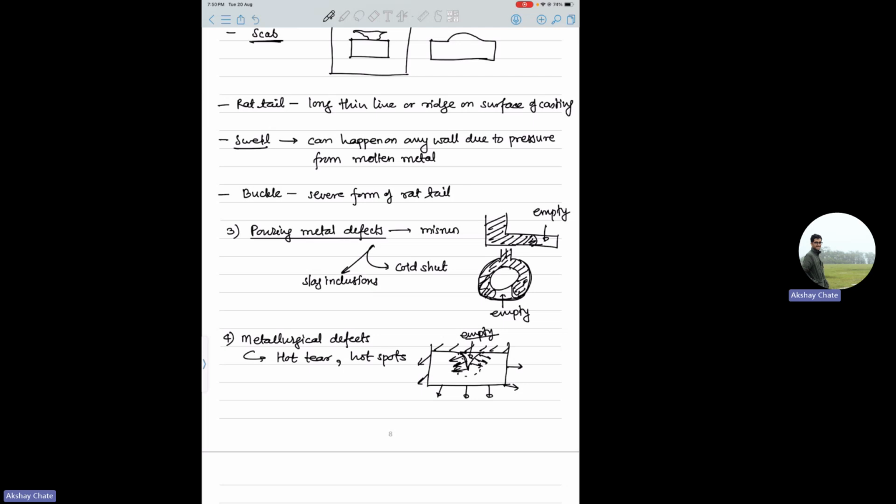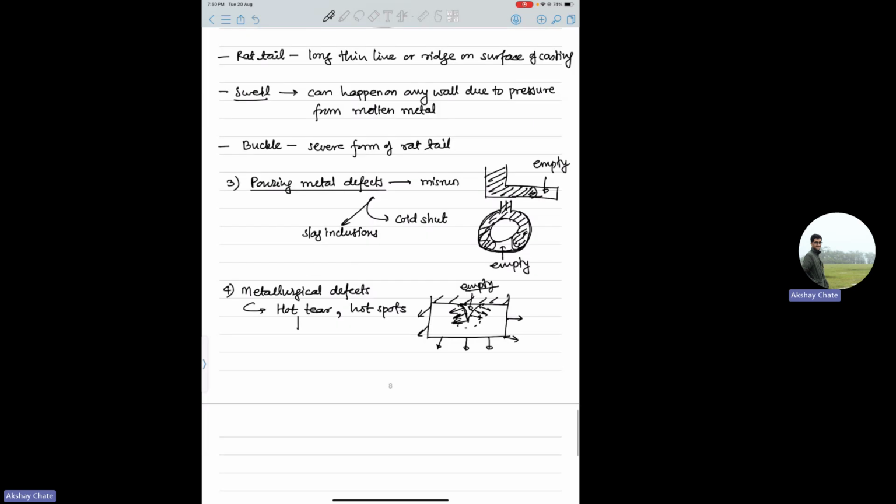Okay, so you'll have big cracks, and this typically happens when you have a wide range of freezing point, so alloys. And if you have thin structures, etc., then also it can happen.